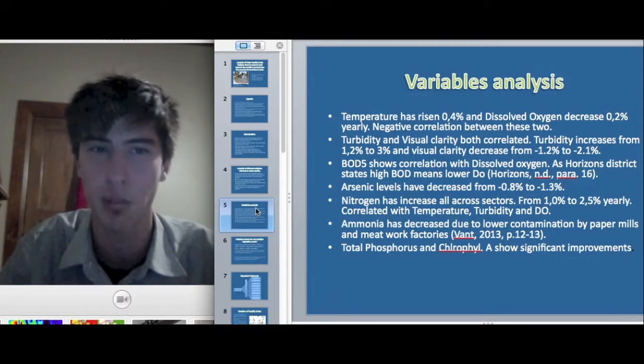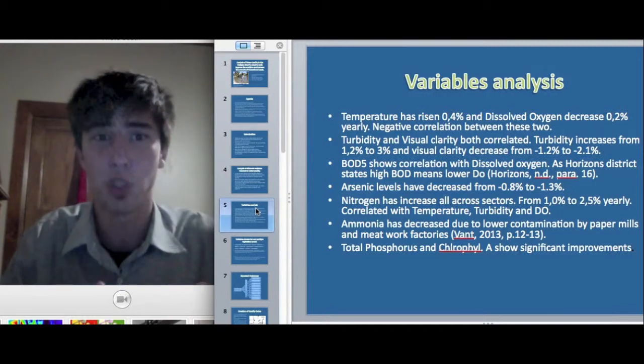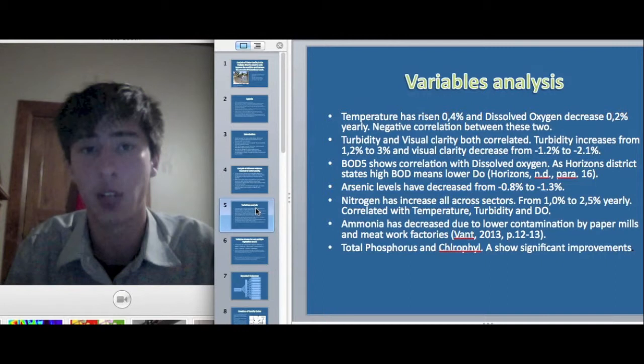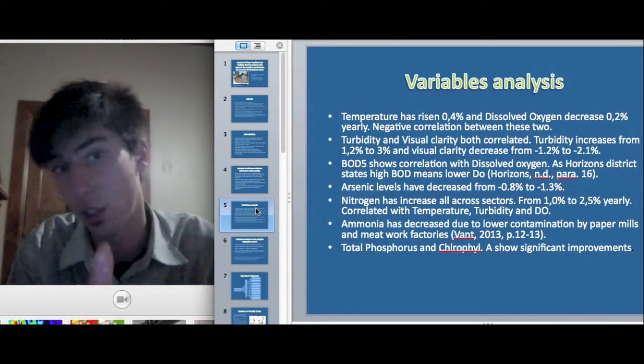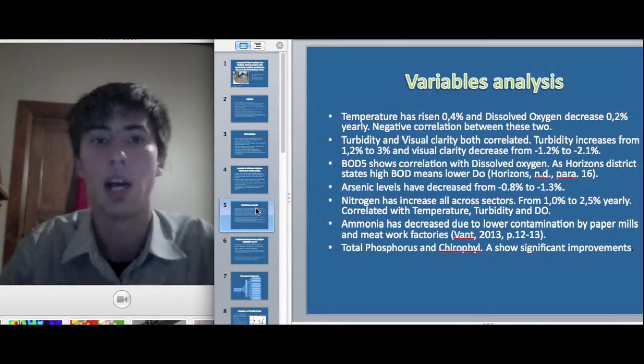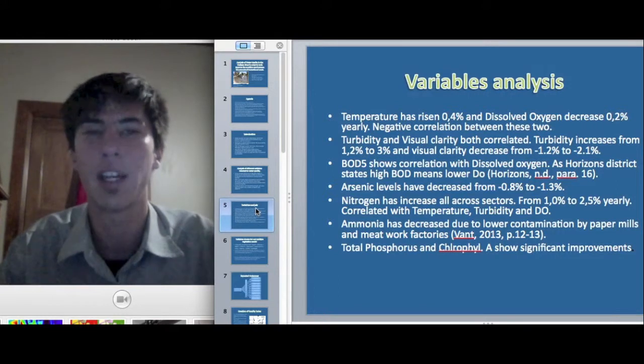He was talking about how these ones are really highly correlated in that way. So we can see why one of them will go up and the other one will go down, according to the study performed by the council as well. Turbidity and visual clarity are both correlated.